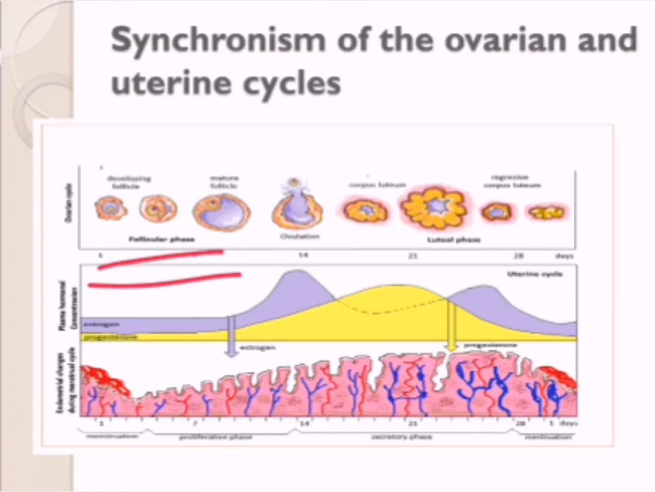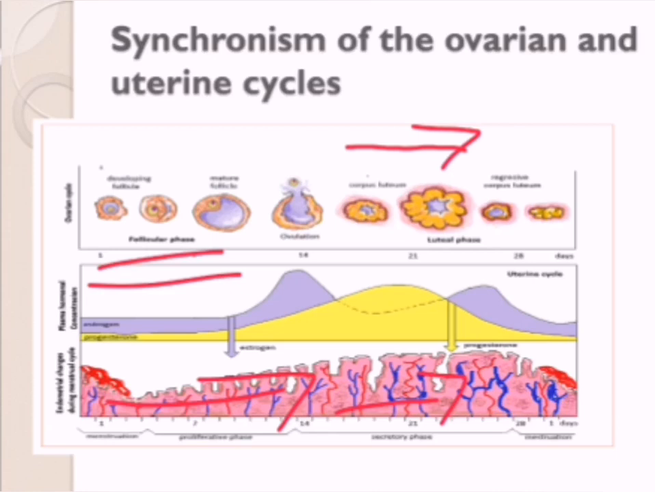So as you can see, there is synchronism. In the follicular phase, we have a growing follicle, and at the same time there is proliferation in the uterine mucosa. In the luteal or post-ovulatory phase, there is a corpus luteum from the day of ovulation till day 21, where the corpus luteum is fully developed. And here we have a secretory phase where there is more and more proliferation of the blood vessels, the appearance of certain glands that secrete nutrients, and the appearance also of spiral arterioles.